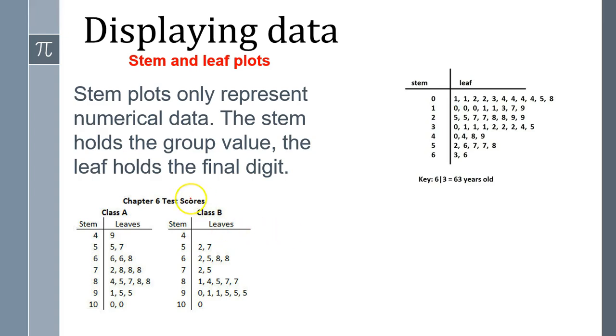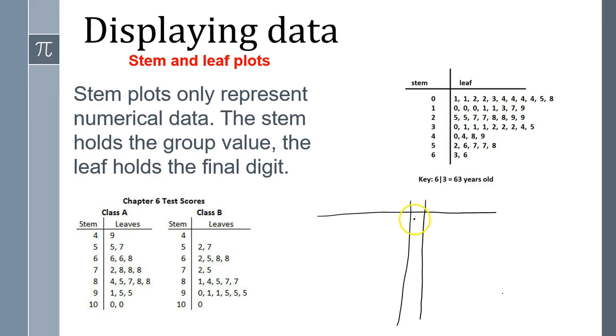So we're going to have a look at another one. This one down here has a class A and a class B, and they've collected that data and they've put it into separate stem and leaf plots. What we're going to do today is put them in what's called a back-to-back stem and leaf plot. So I'm going to do that on this page here. So I'm going to rule up my back-to-back stem and leaf plot.